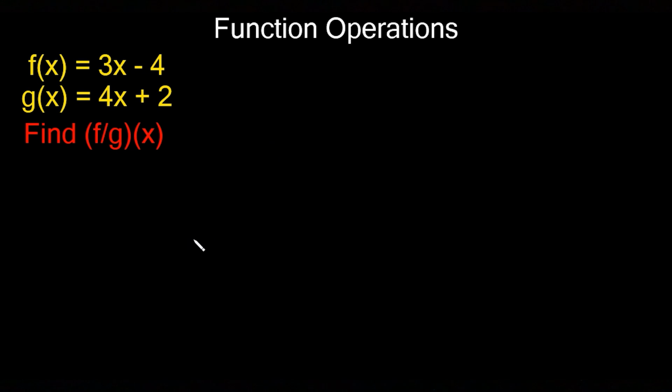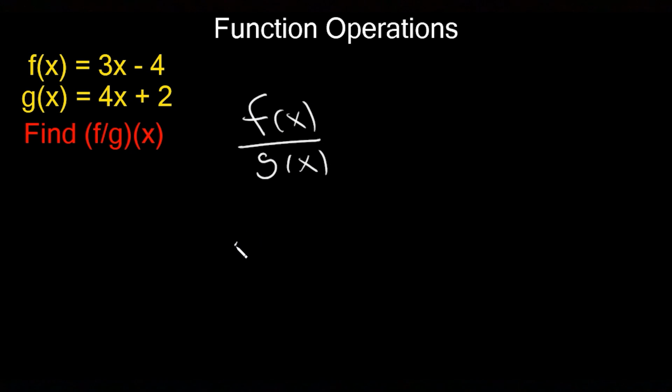Okay, so here's our next example. Here they want us to do f divided by g of x. So again, what you want to do is rewrite it. That way it makes a little more sense of what they actually want you to do here. You're going to be doing f of x, so f of x, divided by g of x. That's what they want you to do, okay? So let's go ahead and do that.